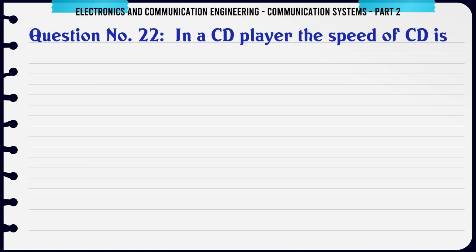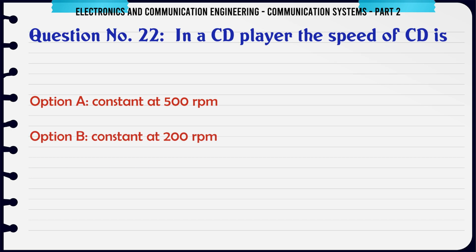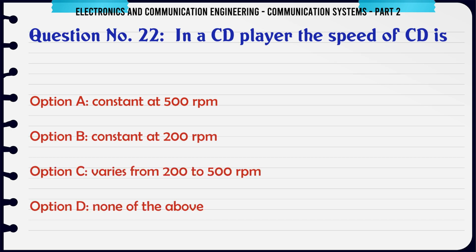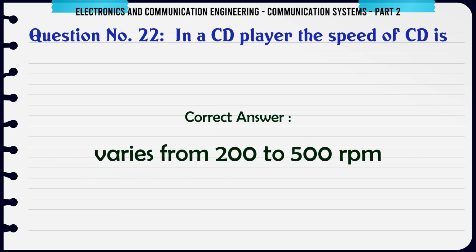In a CD player, the speed of the CD is: A. Constant at 500 rpm, B. Constant at 200 rpm, C. Varies from 200 to 500 rpm, D. None of the above. The correct answer is varies from 200 to 500 rpm.